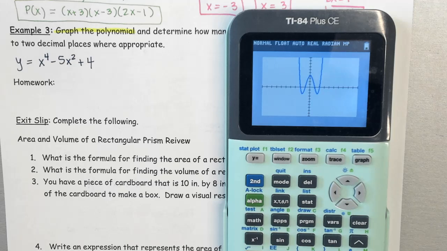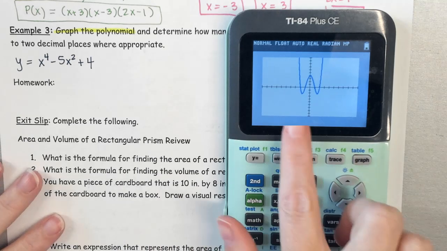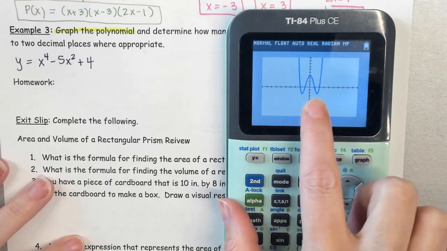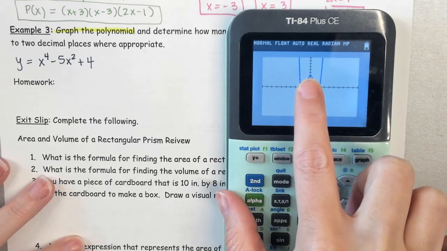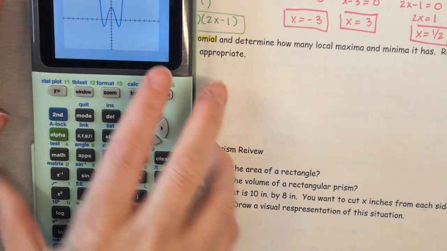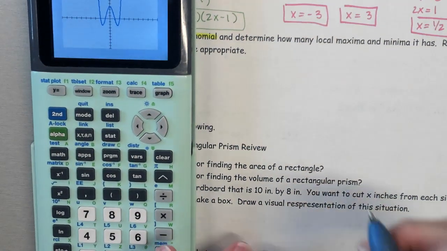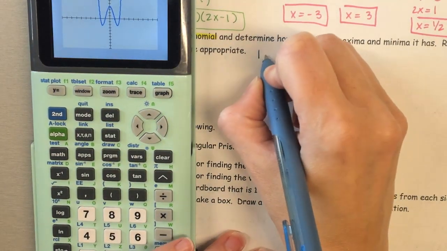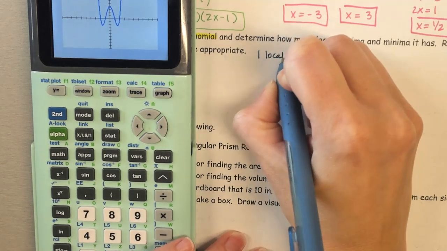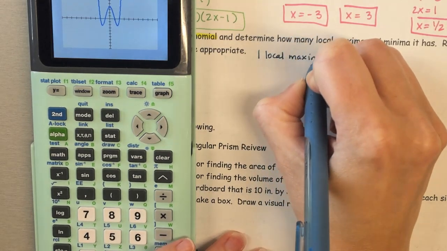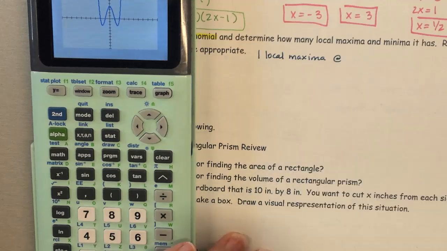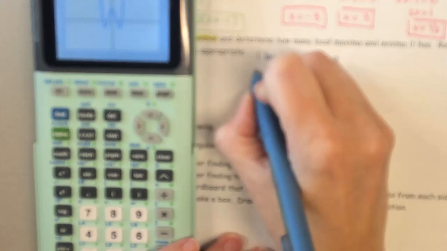Okay, so on the graph, you can see you have 2 local minima, so 2 local places where you have a lowest value, and then 1 local place where you have a maximum value. Do we remember how to do this on our graphing calculator? Okay, so we're going to find all of our values.